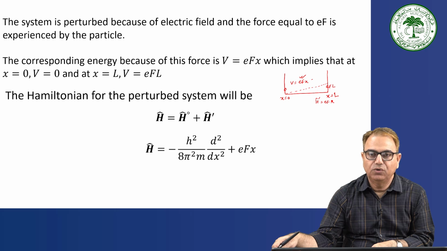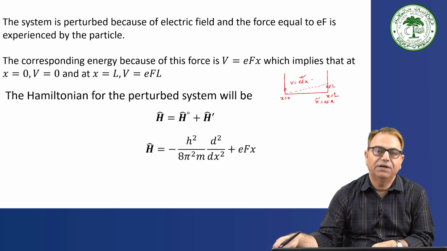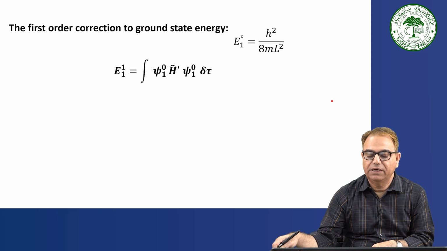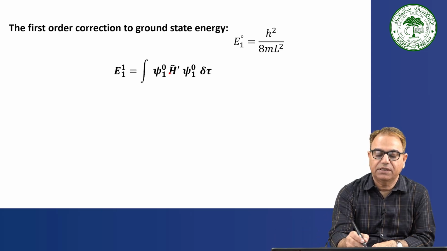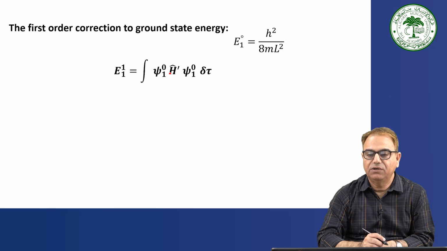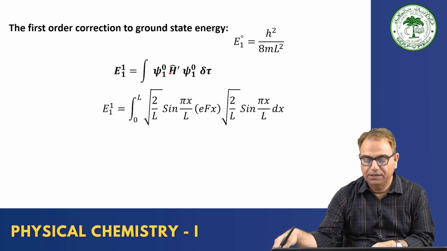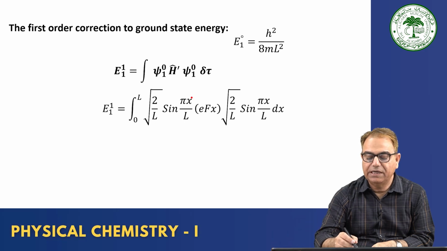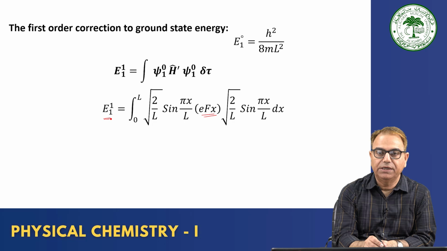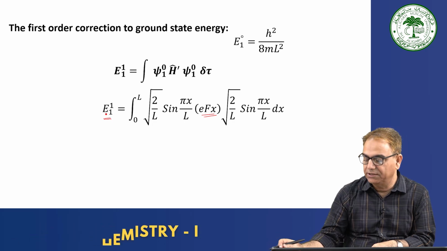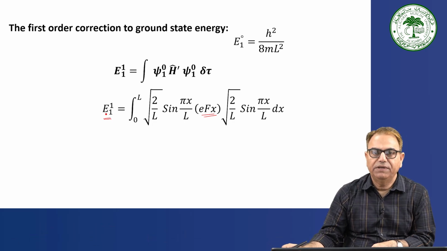But there is no use of these relationships, because we already have a relation for the first order correction to the energy. So we will use that relationship: the first order correction is the integral of psi 1 naught H prime psi 1 naught d tau, and psi 1 naught will be root 2 by L sine pi x divided by L. For H prime I have written EFx, and again psi 1 naught, root 2 by L sine pi x divided by L, will give the first order correction to the energy, E11. So we have to solve this one.